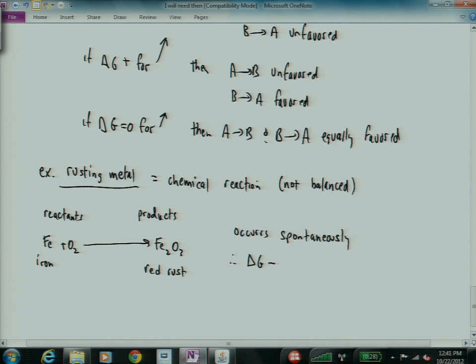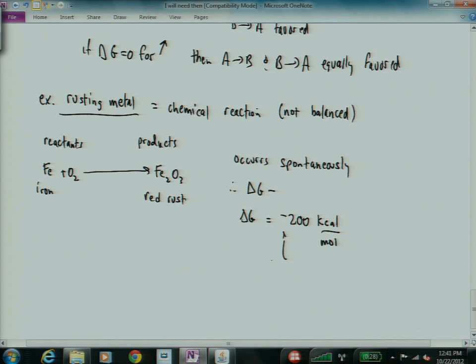In fact, it turns out to be negative 200 kilocalories per mole. What that means is, the negative sign is what's important, and these are the units. We won't worry about what that means, but that's how it's measured. You'll see things measured in that way.